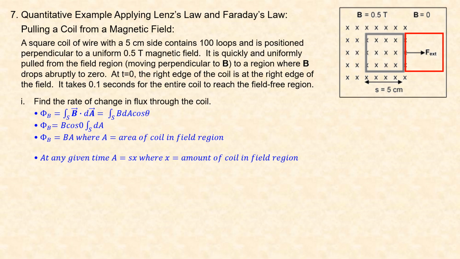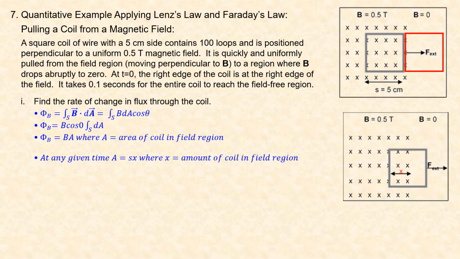S being, let's say, the vertical length of the coil, and X, as you can see in the diagram I just put on the screen here, is really the amount of the horizontal portion of the coil, the amount of that length that is actually in the field region. So the area we're really talking about is not the entire area of the coil. At any instant, it is simply the area of that coil that is in the field region. So given that expression for the area, we now have an expression for our magnetic flux, being B times S times X.